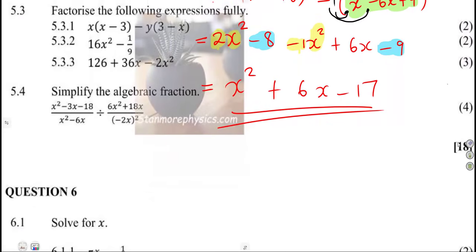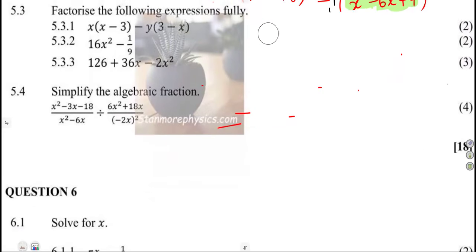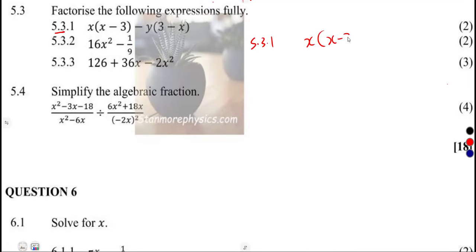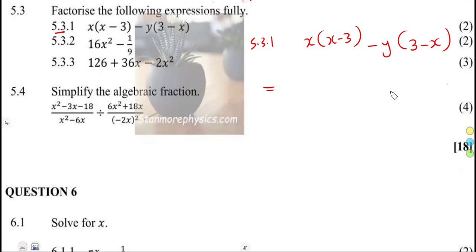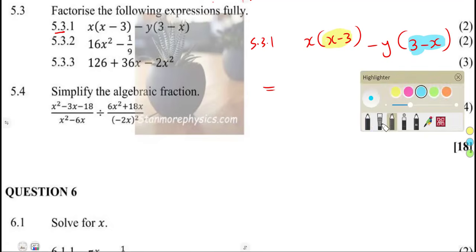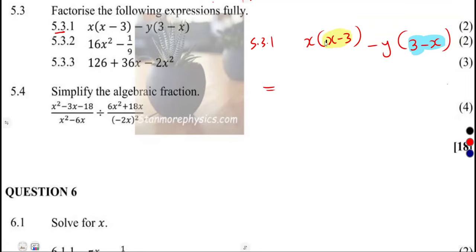5.3, let us factorize the following fully. Factorize. You can see that there are brackets already on 5.31: x into x minus 3 minus y into 3 minus x. Take note, when you're already given brackets, you are supposed to factor out the common bracket, but these two brackets are not the same. The first bracket is x minus 3. The second one is 3 minus x. They are not the same. Here x is positive, here it's negative. Here minus 3, here positive 3.